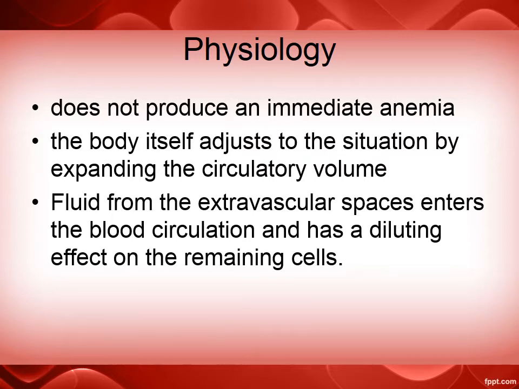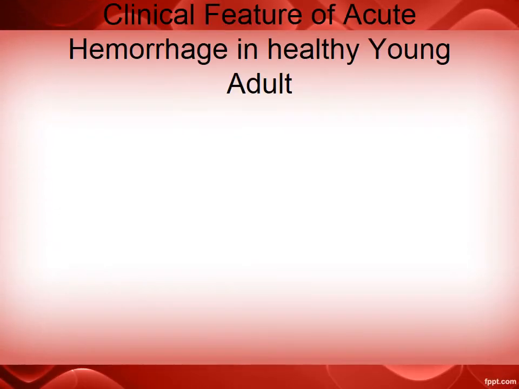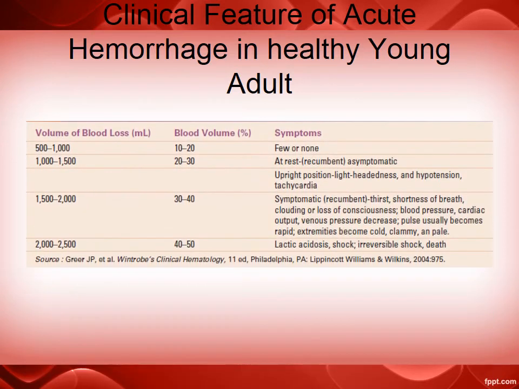Immediate expansion of the blood volume is required. So here are the clinical features of acute hemorrhage in healthy young adults. As you can see, there are few or no symptoms if there is 500 to 1000 ml of blood loss. It is recent or asymptomatic if 1000 to 1500 ml of blood is lost, and so forth. So please read on the symptoms and the amount of blood loss corresponding to it.